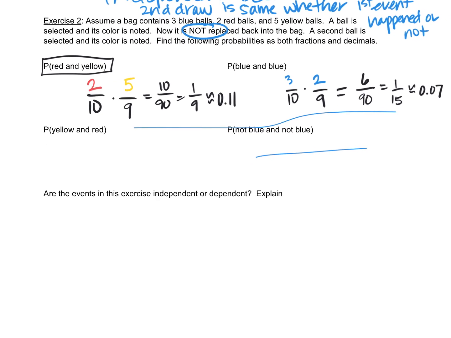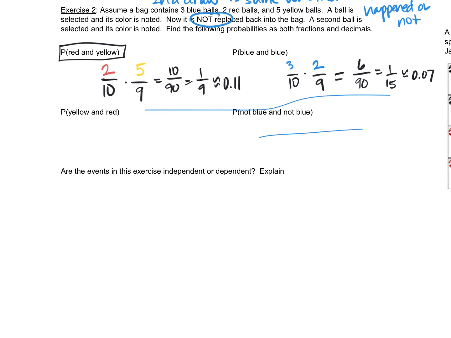Okay, let's see. For the next one, we're looking at yellow and red. So the probability of yellow was 5 out of 10. And so then getting a red one, again, those are kind of separate. It does depend on each other that we have fewer marbles, but we still have those 2 red ones because we didn't choose one yet. So that's going to be 10 out of 90, which is that same 1/9, which is about 0.11.